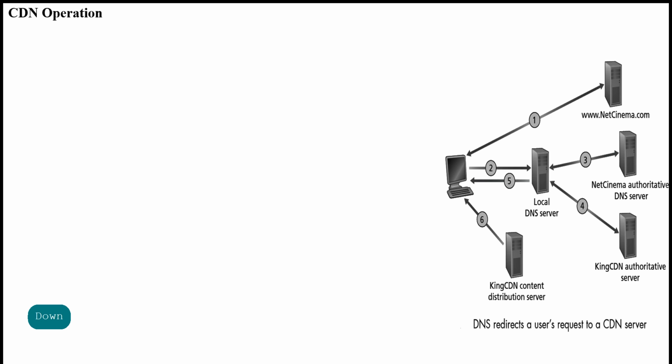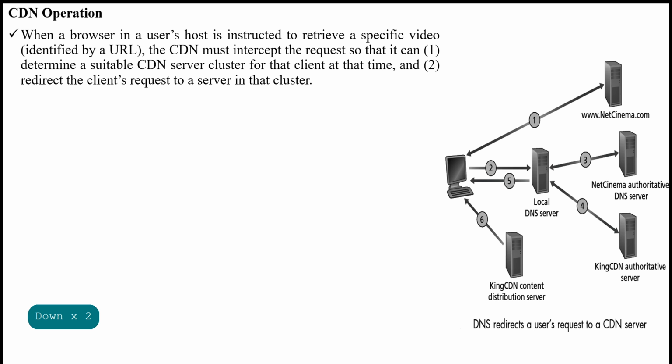Content distribution networks operation, that is CDN operation. Let's consider an example. You want to watch a video. What will you do? First, you will open a browser, any browser. It may be Google Chrome or Internet Explorer or any browser, and you enter the URL of that particular video.